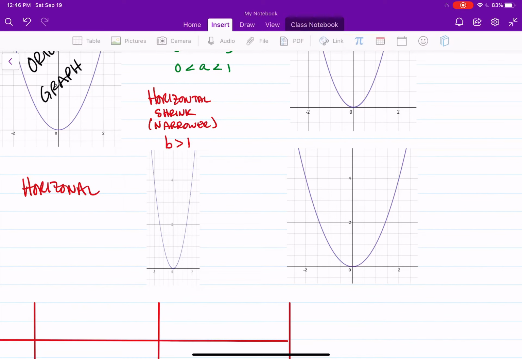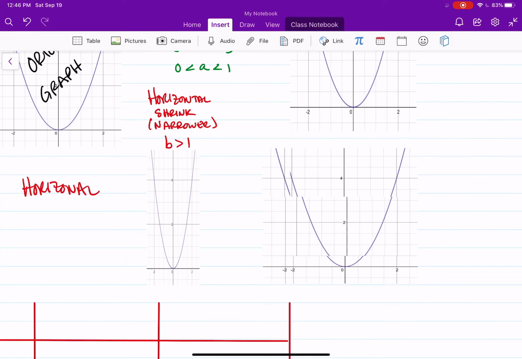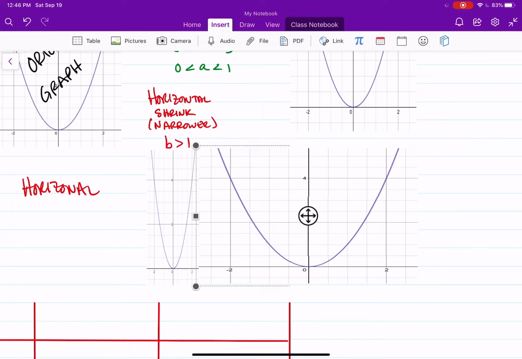While, if I was to go horizontal stretch, that's what happened to me in the last couple years. All right, that's why I'm starting to run.